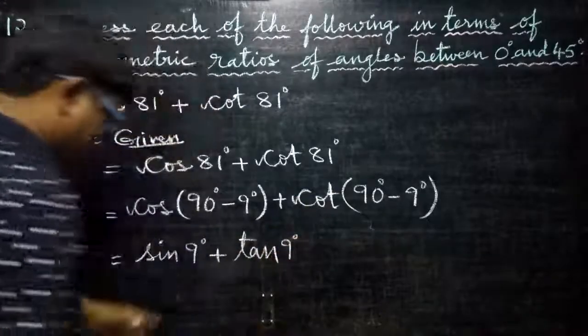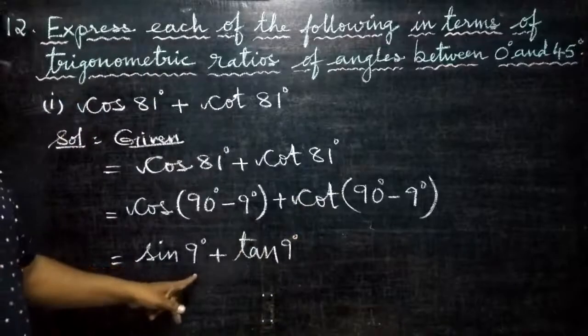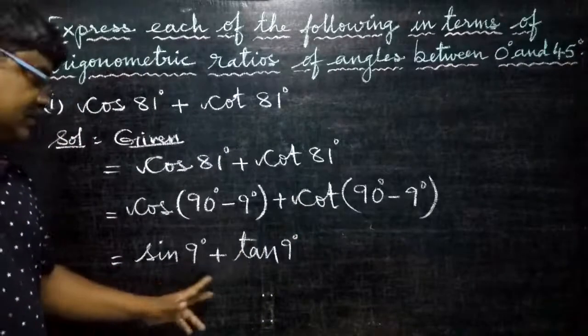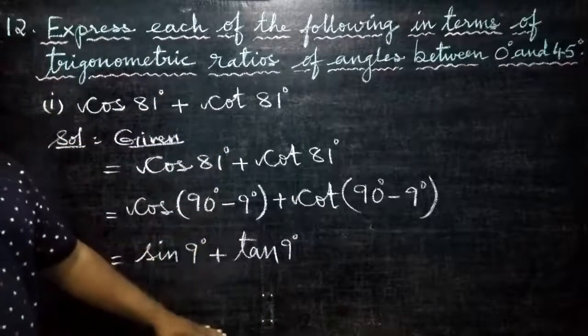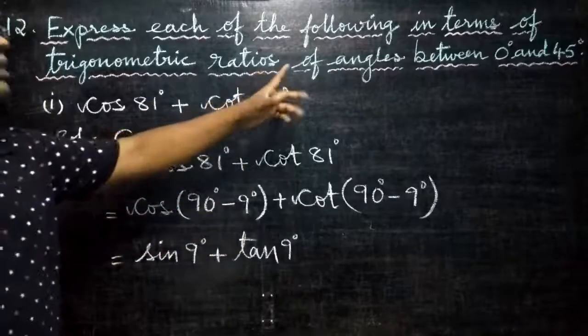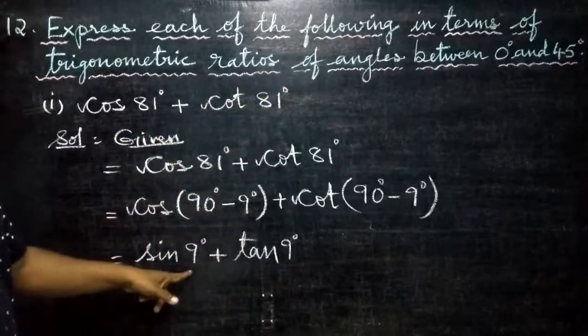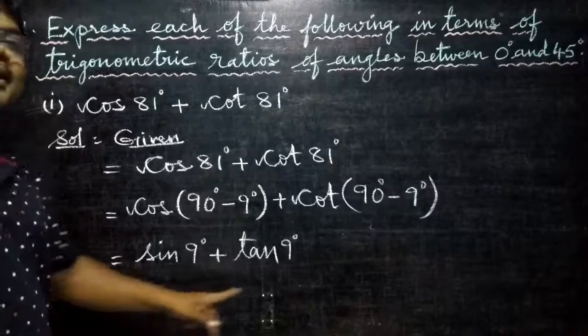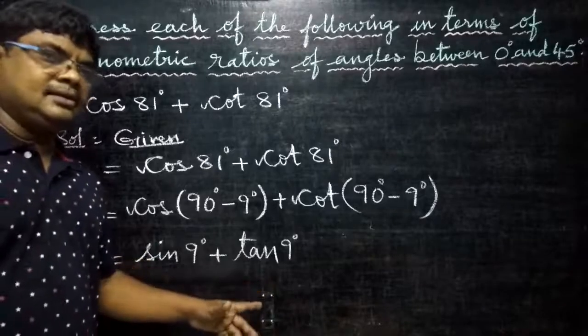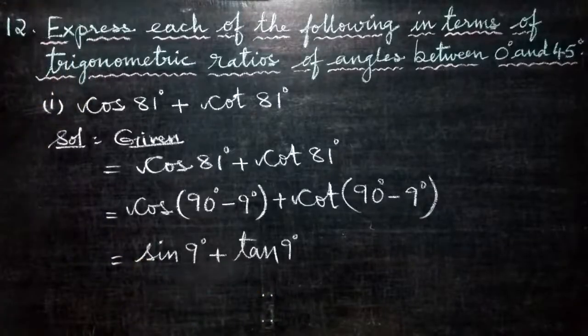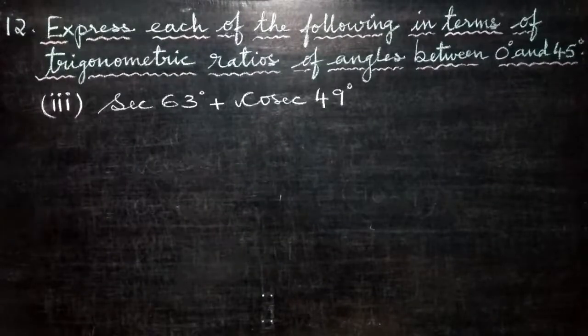Now you see, the angles are between 0 and 45 or not. This is the way of simplifying this problem. The angle should be between 0 degrees and 45 degrees. We got 9 degrees. Understood clearly? Now, same question.